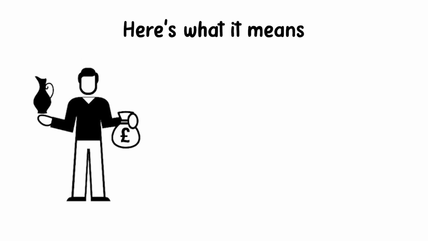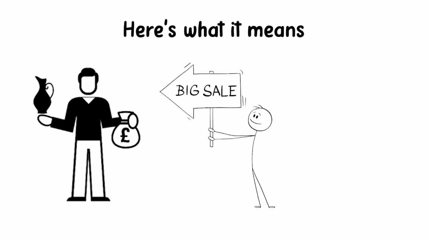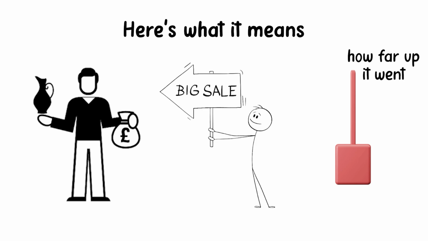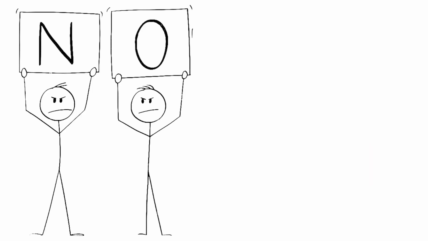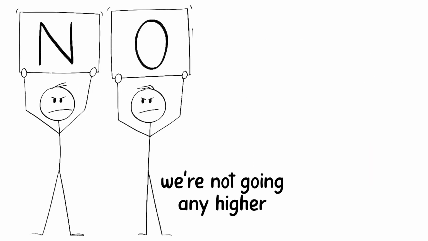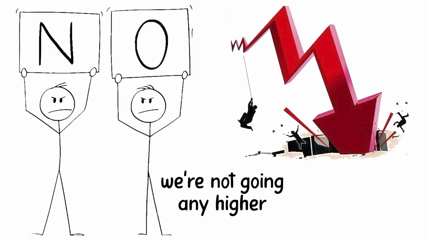Here's what it means. During that day, buyers pushed the price way up, but by the end of the day, sellers pushed it right back down. The long stick shows how far up it went. The small box at the bottom shows it closed near the low. This is sellers saying, no, we're not going any higher. It's a signal the stock is about to go back down.